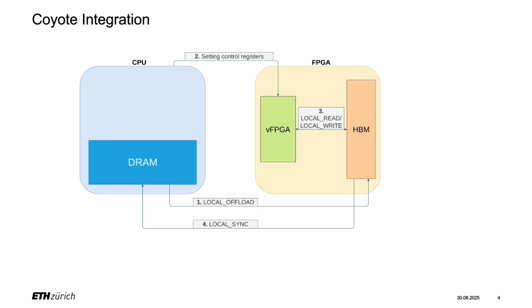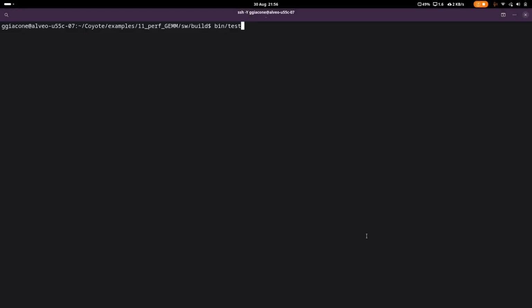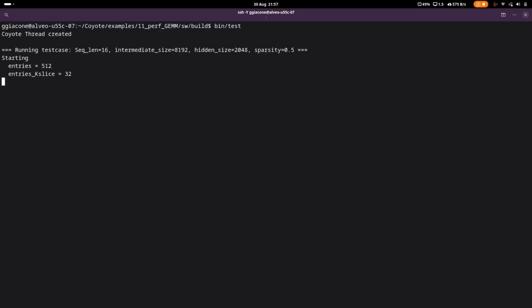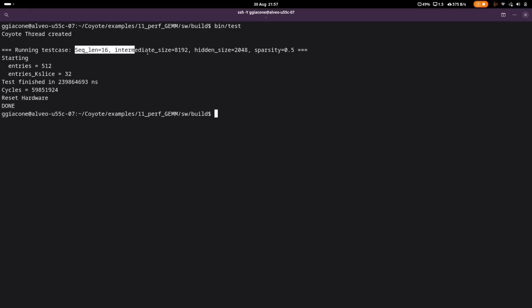Let's continue with the demo. We deploy our accelerator on the heterogeneous accelerated compute cluster. By running our accelerator on hardware through Coyote, we get the following output: the matrix sizes and the sparsity, the latency in nanoseconds, and the required clock cycles.